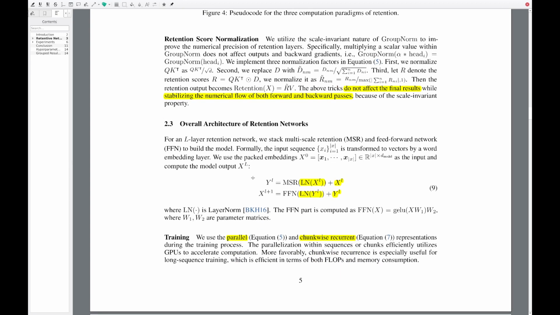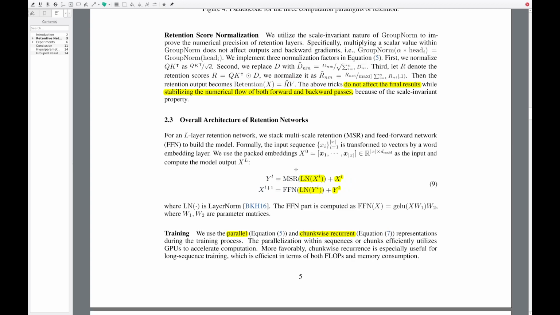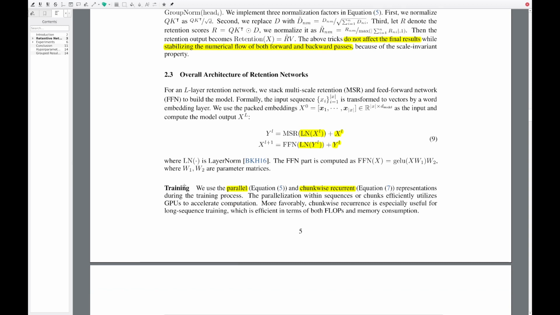Here they just talk about their pre-norm architecture. This is standard, except they replace the multi-head attention with multi-scale retention. And something interesting they note here is that they actually use the chunk-wise recurrent in training for longer sequences. So it wasn't just like a theoretical thing they added.